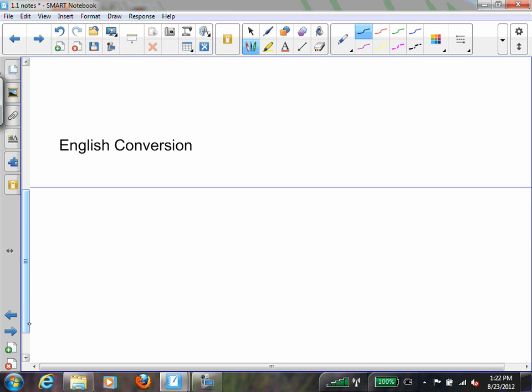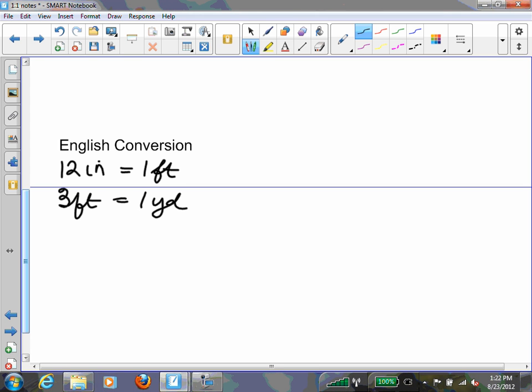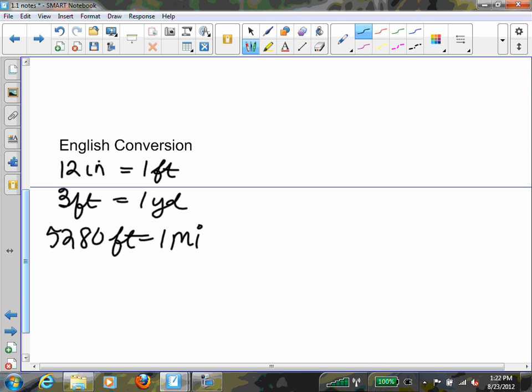English conversions, we should be good at this. How many inches are in a foot? I hope you all know this. How many feet are in a yard? 3 feet equals 1 yard. How many feet are in a mile? 5,280 feet equals 1 mile. Good. Okay. Those are just the very basics. And yes, you have to know them.